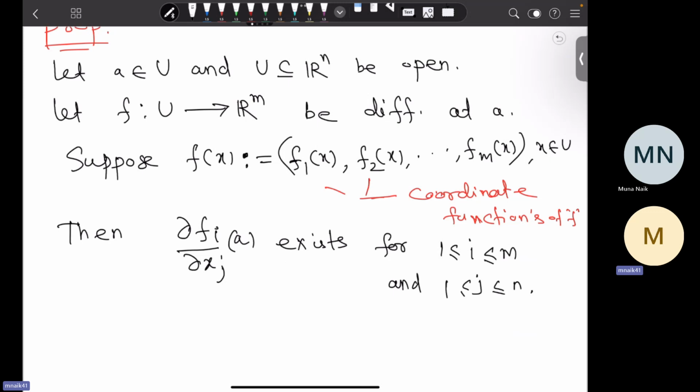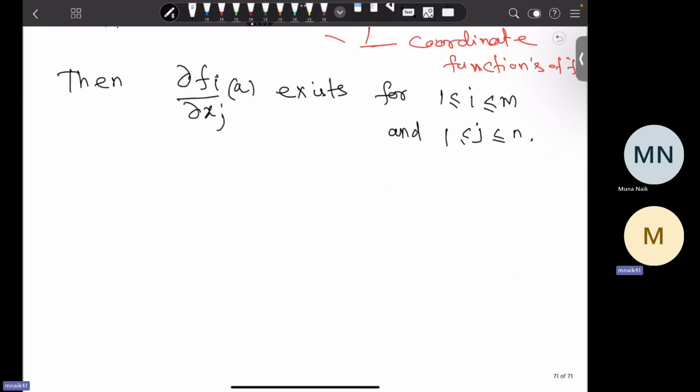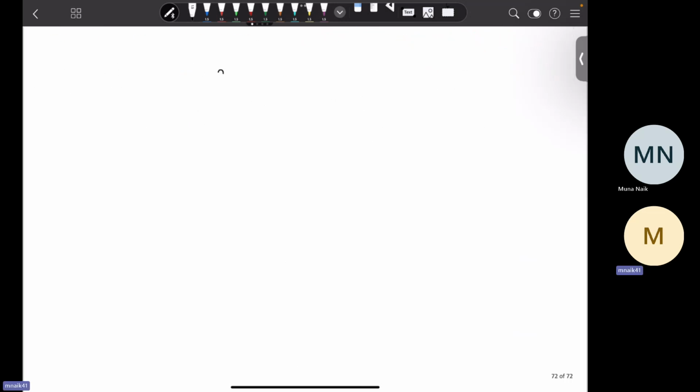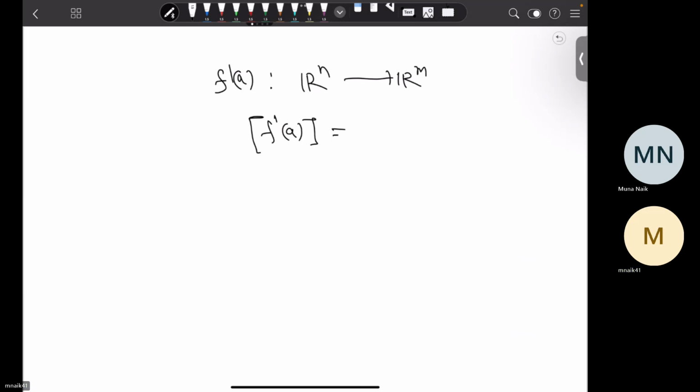Now the thing is, since f prime at a is a linear map from R^n to R^m, it has a matrix representation with respect to the standard orthonormal basis. So the matrix representation of f prime at a in the standard basis is an m cross n matrix.